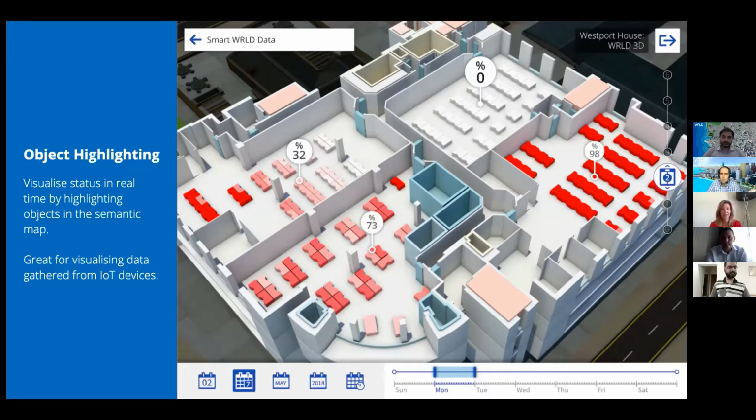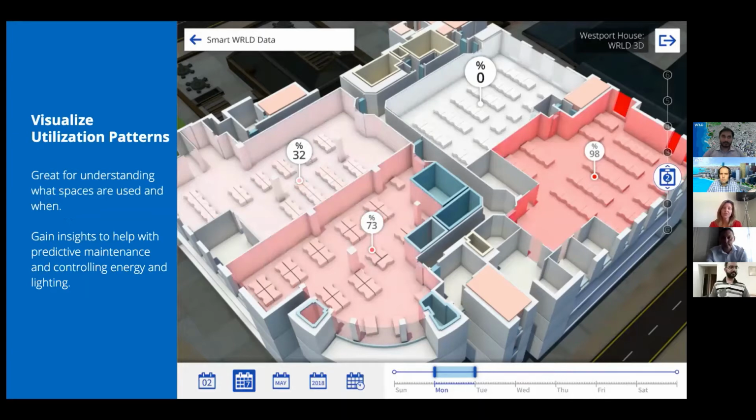The next slide is for visualising utilisation patterns. The most common use case is that employees can check which meeting room is available and which one is occupied at that specific moment in time. They're also able to see when the occupied meeting room will be available and reserve a time slot for it.